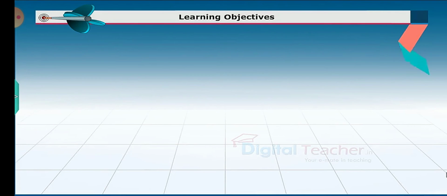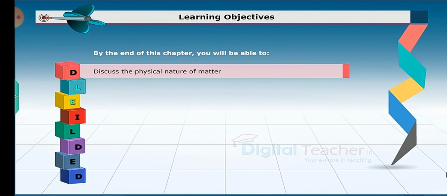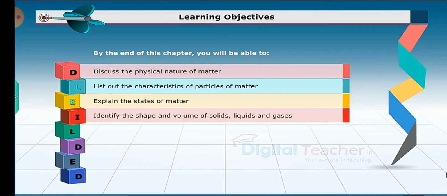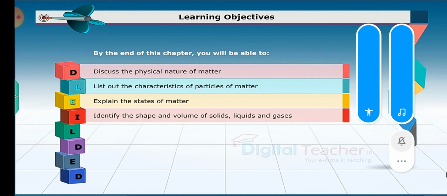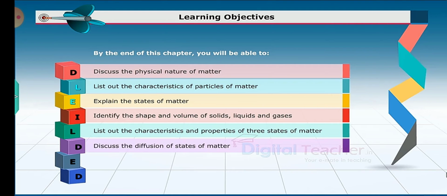Learning objectives. By the end of this chapter, you will be able to discuss the physical nature of matter, list out the characteristics of particles of matter, explain the states of matter, identify the shape and volume of solids, liquids and gases, list out the characteristic properties of the three states of matter, discuss the diffusion of states of matter.